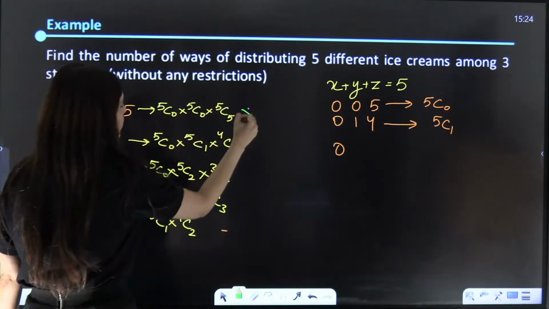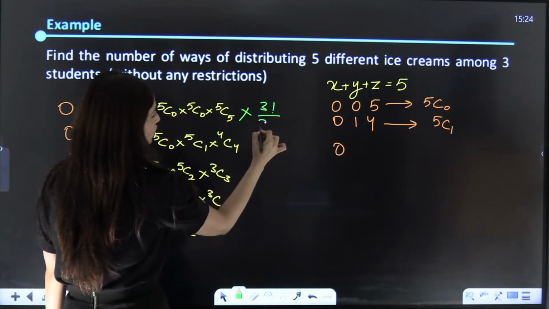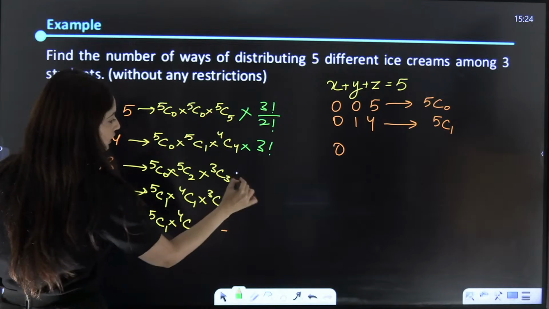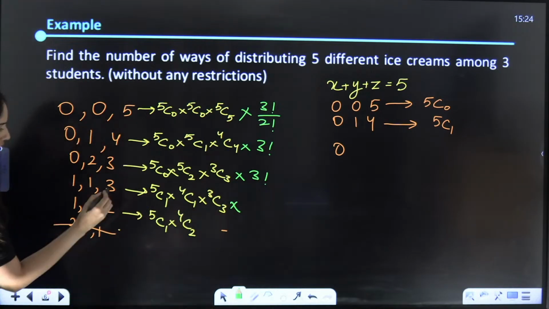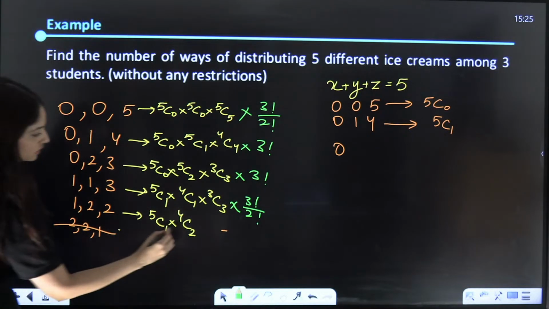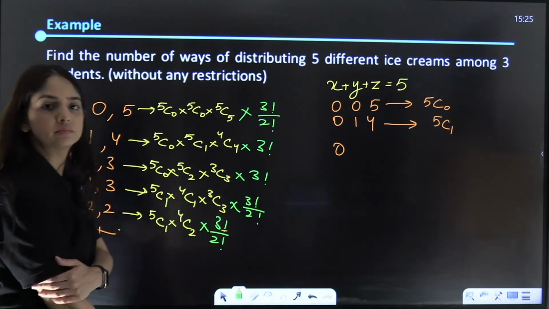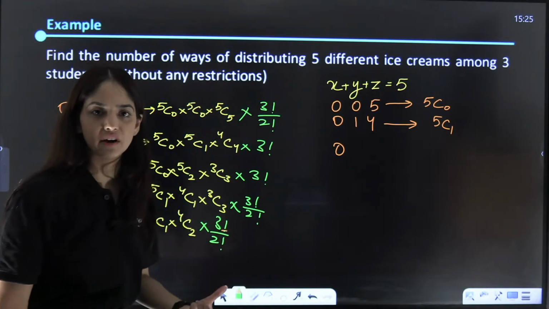So now here we will do 3 factorial by 2 factorial. Here we have 3 factorial. Here we have again 3 factorial. Here 3 factorial by 2 factorial. And here again 3 factorial by 2 factorial. Alright, so we'll just add these up and we'll have our answer.